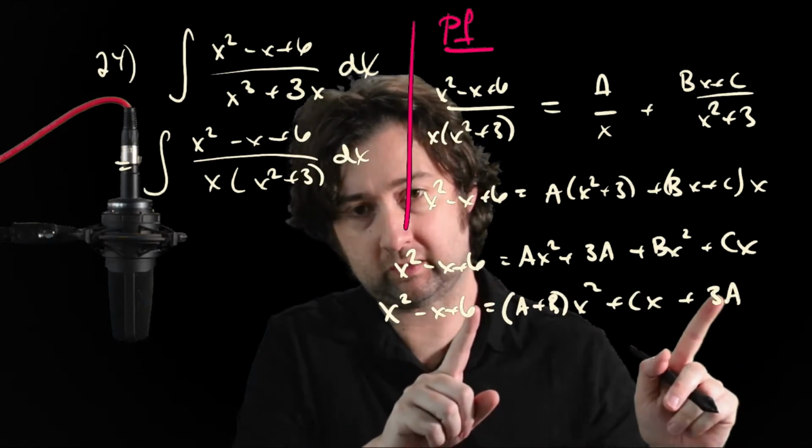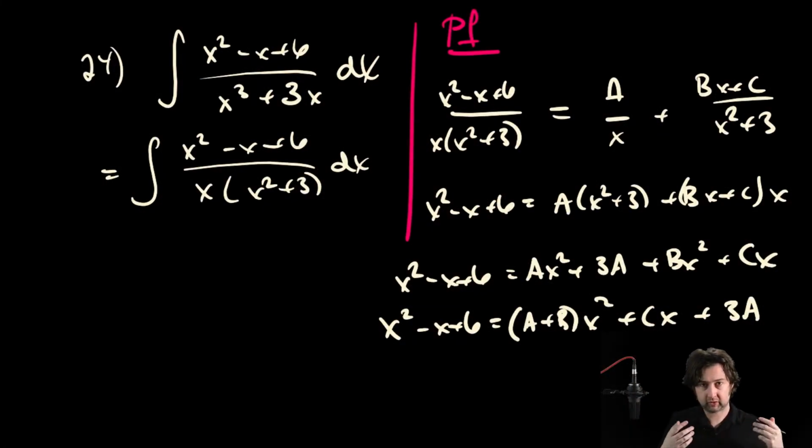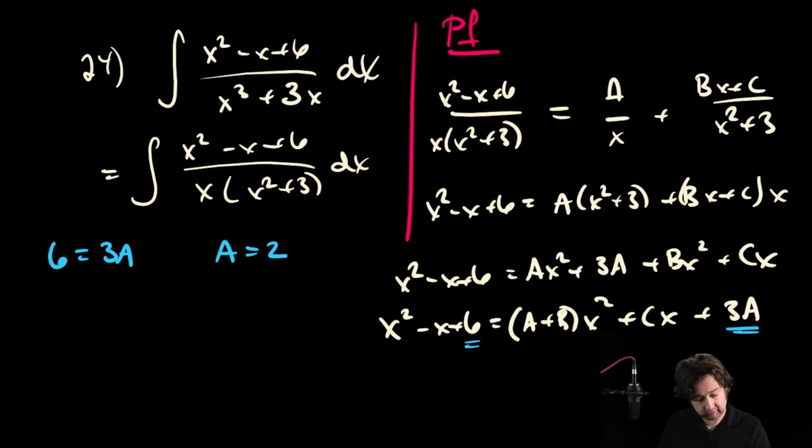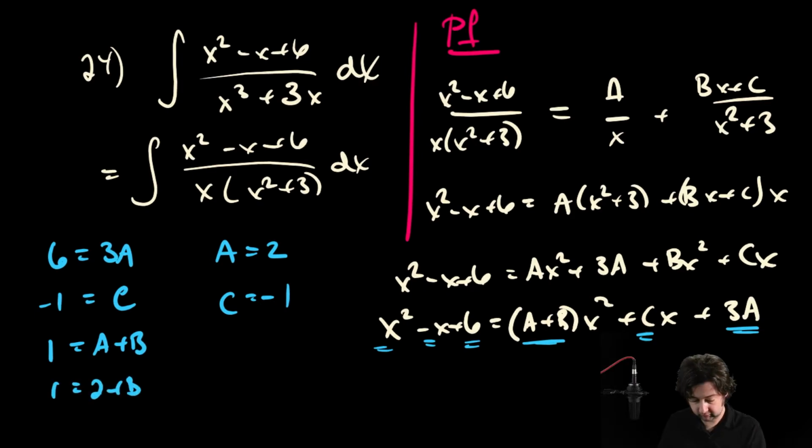3A is equal to 6 because those are the constant coefficients that I see. So my system of equations is going to say that 3A is the same as 6. That's easy to solve. That C is equal to negative 1. So C is negative 1. And then finally that A plus B is equal to 1. That the A plus B I see here is equal to the 1 that's in front of the x squared. Well, I know A is 2. And so that means that negative 1 is equal to B.